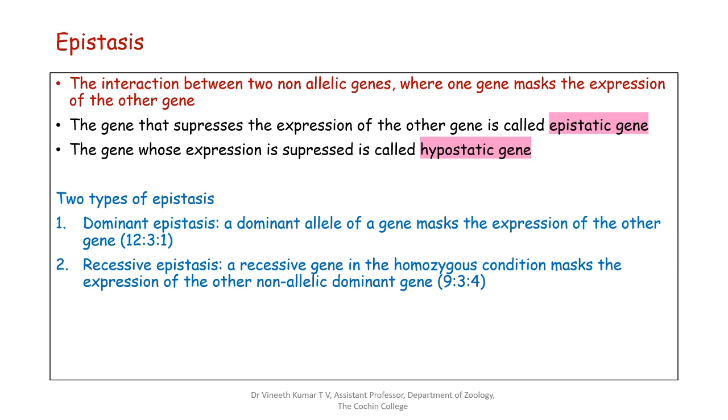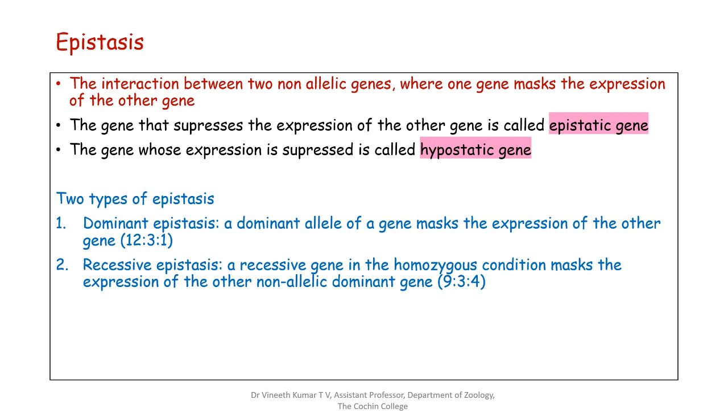And in today's session, we are going to see yet another non-allelic interaction, which is called epistasis. Epistasis is also an interaction between two non-allelic genes, but here the interaction is in a special way, where one gene masks the expression of the other gene. So here also two non-allelic genes are interacting together to produce a particular character or trait. But when they interact, one gene is masking the expression of the other gene, or inhibiting the other gene.